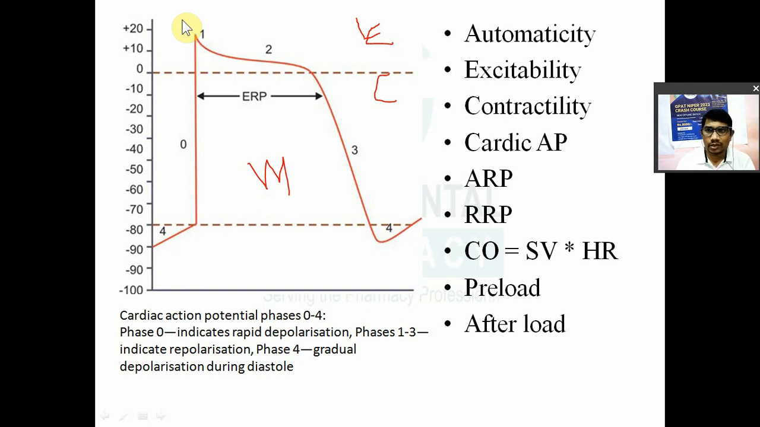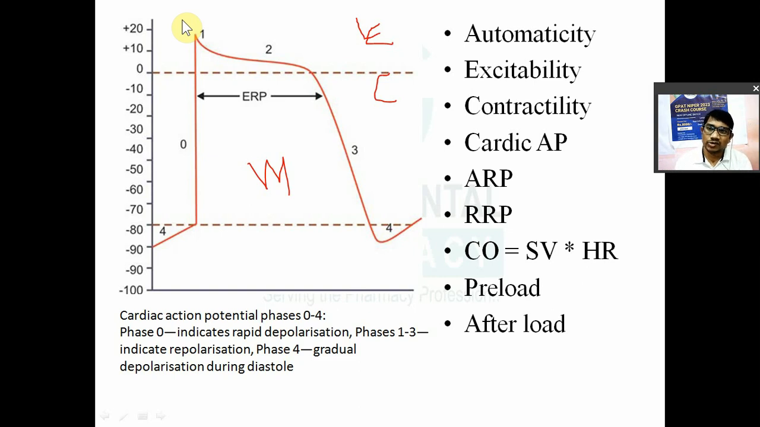In that you are going to have the SA node, which will generate the impulse, the AV node, the bundle of His, Purkinje fiber. So all these cells are not excitable cells, they are not contractile cells. They are the conducting cells, the conducting tissue, the conduction system of your heart. Contractile tissue is nothing but the myocytes. Myocytes are the contractile tissue.